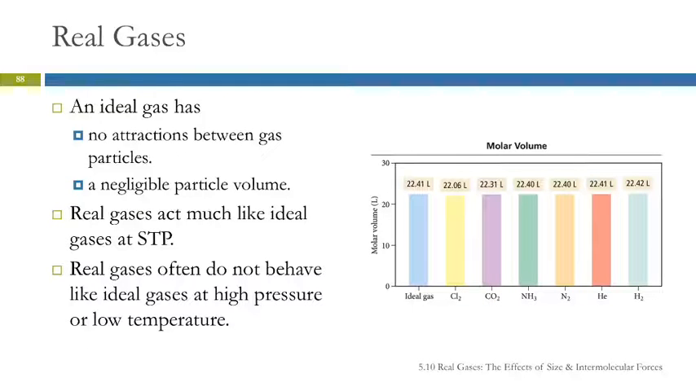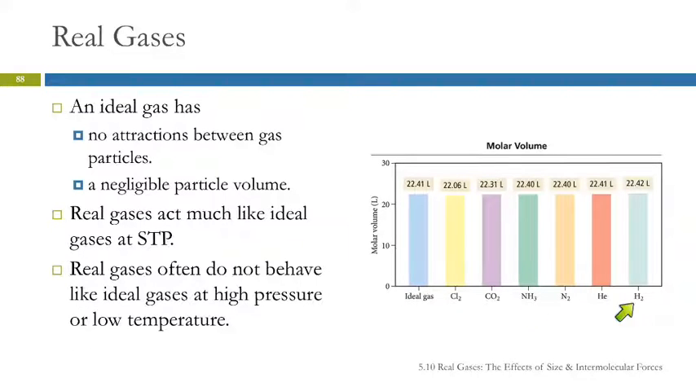Real gases. In an ideal gas, there are no attractions between gas particles. When they bump into each other, they collide elastically and they don't interact with each other. They also have negligible particle volume. But real gases do have attractions and they do have volume. What we see is that real gases act like ideal gases at STP, standard temperature and pressure.